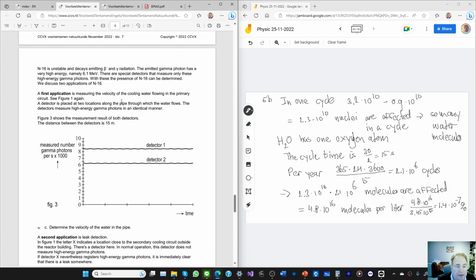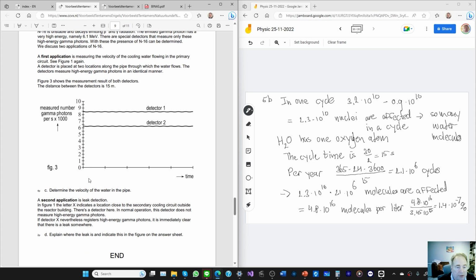A first application is measuring the velocity of the cooling water flowing in the primary circuit. A detector is placed at 2 locations along the pipe through which water flows. The detector measures high energy gamma photons in an identical manner. Figure 3 shows the measurement results of both detectors. The distance between the detectors is 15 meters. Determine the velocity of the water in the pipe.